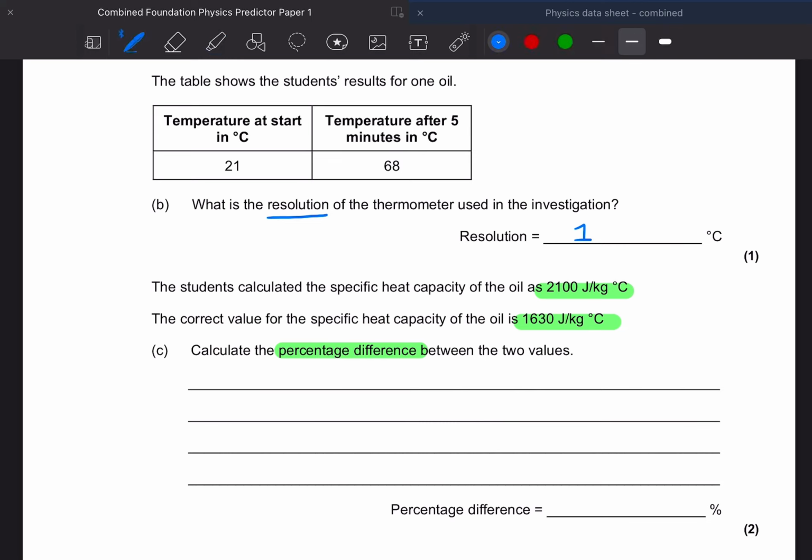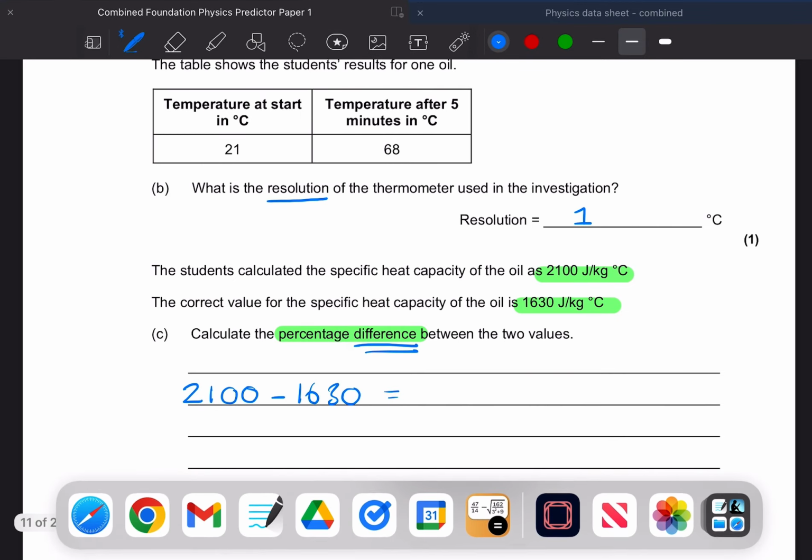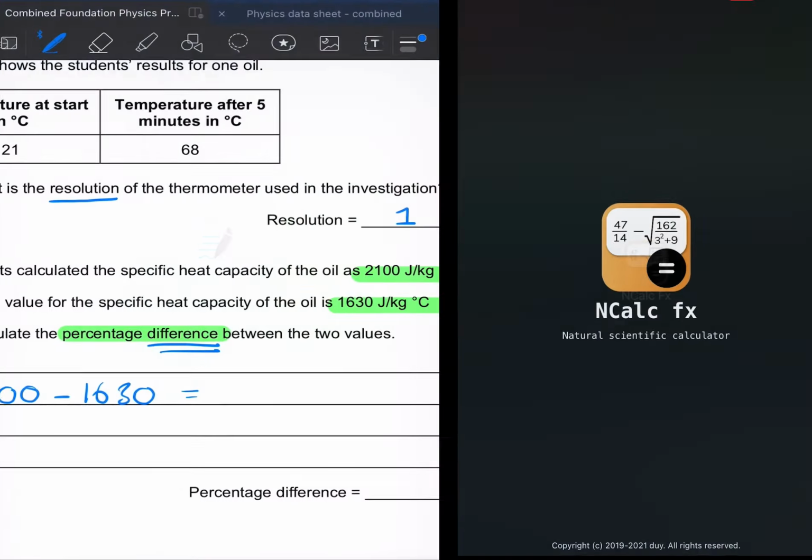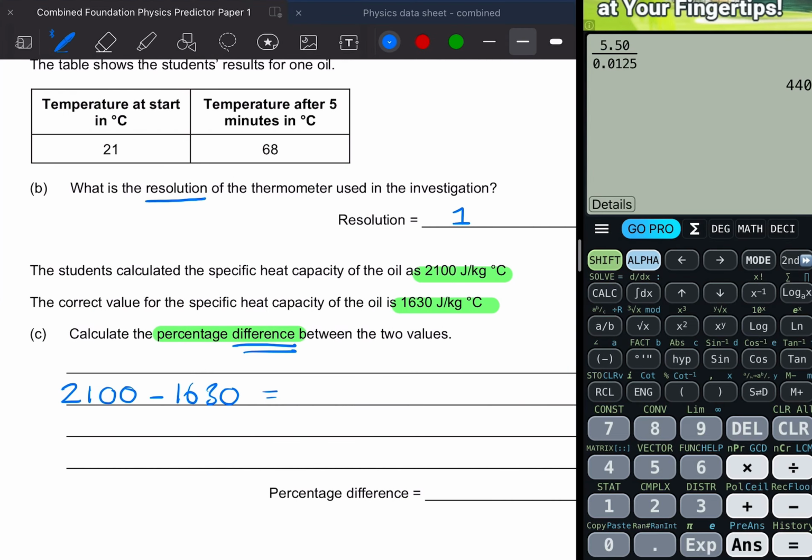So first off, the word difference means let's just find the difference. So what we're going to do is 2100 minus 1630, which is going to give us the difference between our numbers. So again, use a calculator, no matter if you think you can do it in your head. 2100 minus 1630 is 470. So we've got a difference of 470.